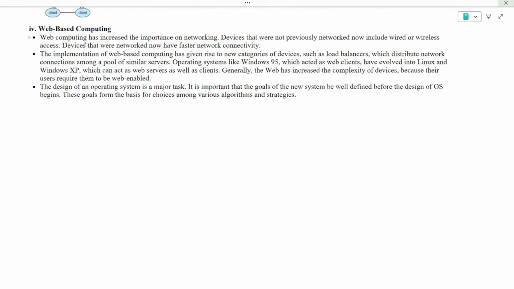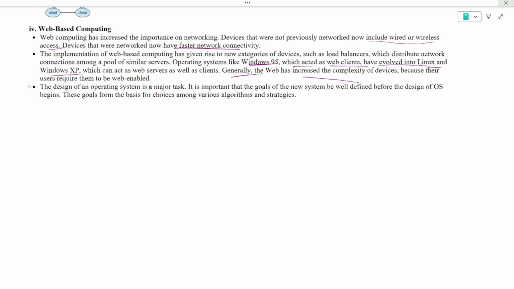Web based computing has increased the importance of networking. Devices that were not previously networked now include wired or wireless access. Now it has faster network accessibility. And Windows 95, which acted as a web client, has evolved into Linux and Windows, the two operating systems we are using more. And even Mac is there now, which is used for Apple.